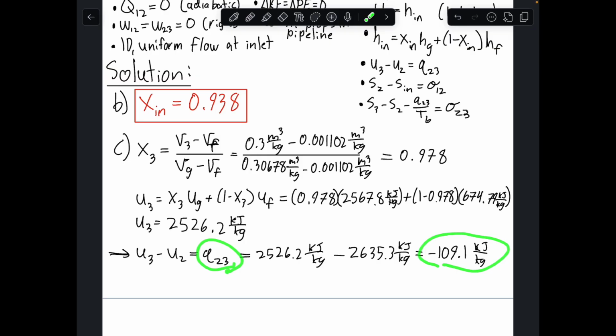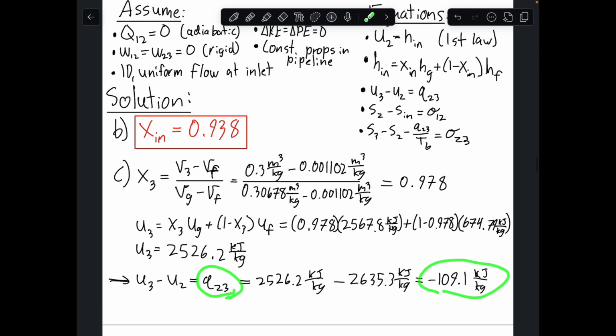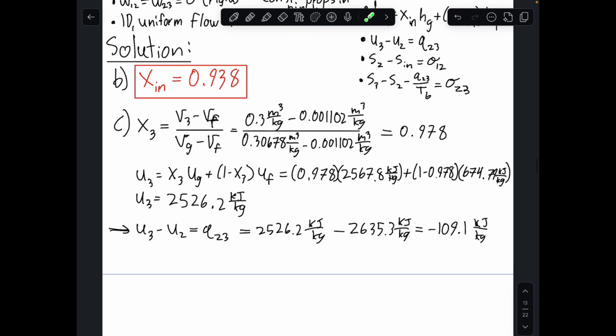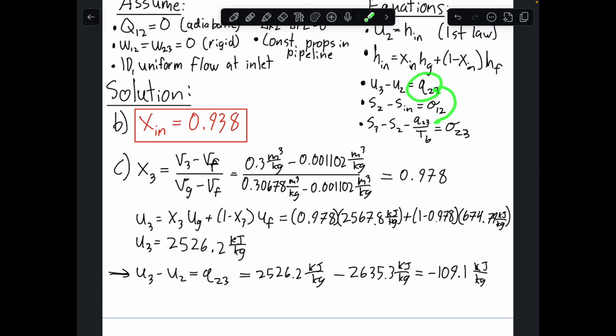That makes sense because it's negative. Remember, we should have a negative heat transfer value if we have heat transfer out of the system, which is what we expect from 2 to 3. So make sure you always check your signs. But that's what we get. And so we can use this value later in our entropy generation term for 2 to 3. First, let's do this one from 1 to 2.